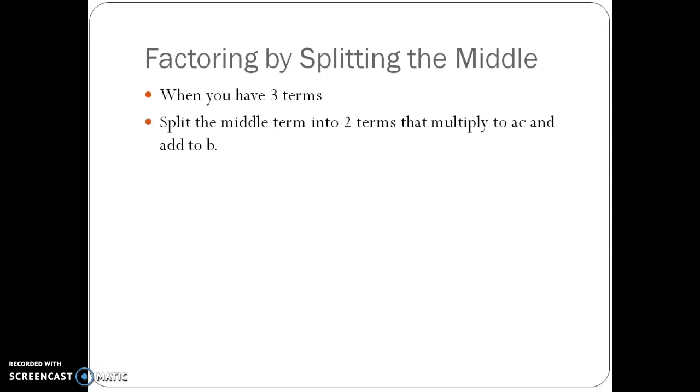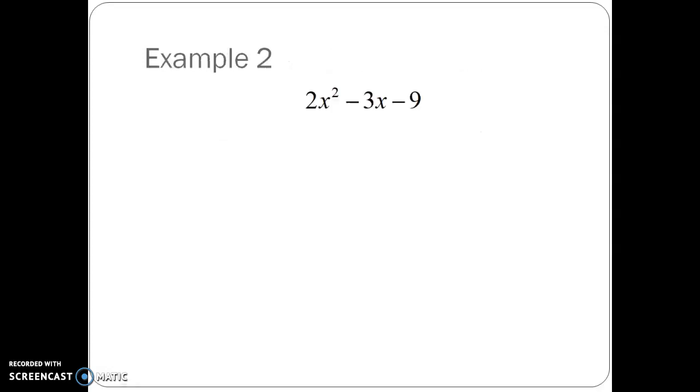Okay, so let's see how this works. So in example 2, we have 2x squared minus 3x minus 9. Now, the thing is, we need to find the two things that we're going to split the middle term into. So what we're going to do is first start off by multiplying a times c. So in this case, 2 and negative 9, that's negative 18. And then I'm going to put b in the bottom of the x.